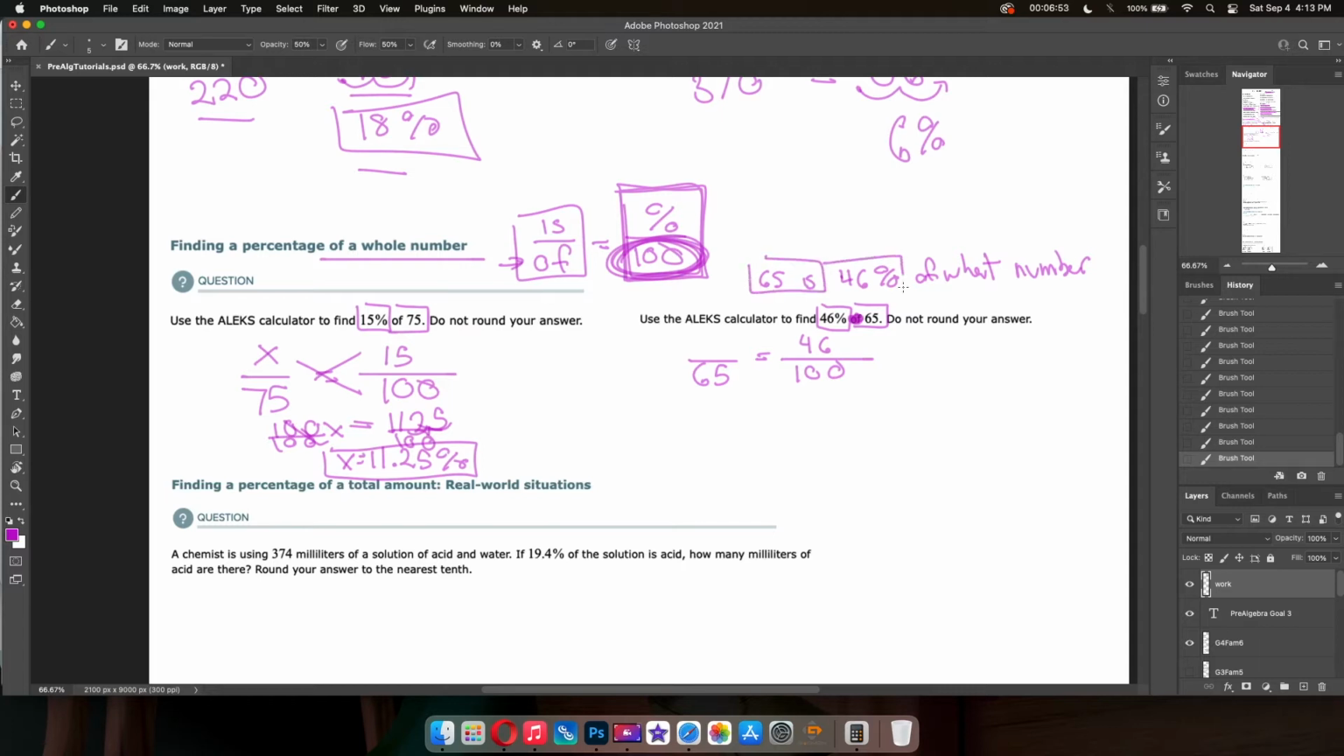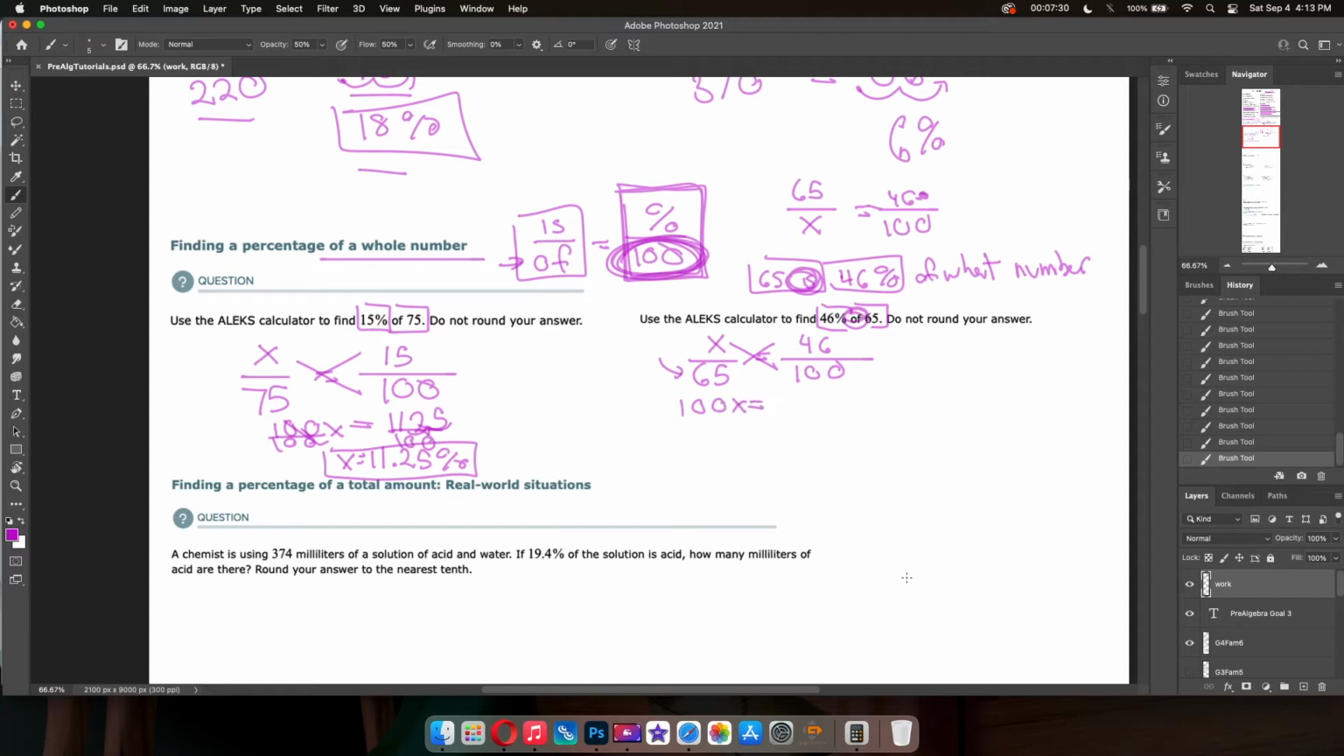65 is my is, 46% is my of. So for this, you'll notice, again, the situation has reversed. This one over here is an of, this one over here is an is. I think that makes sense. So when we set up our proportion for this hypothetical, the 46, because it's percent over 100, so it's 46% over 100. Since 65 is the is for this type of problem, the 65 is going to go up here. Now here for this problem, because it's an of, it's going to drop underneath. The x goes on top, cross multiply.